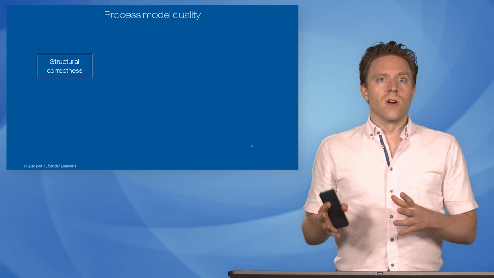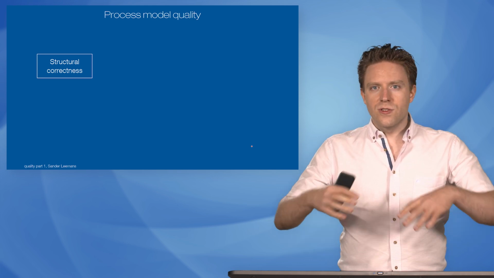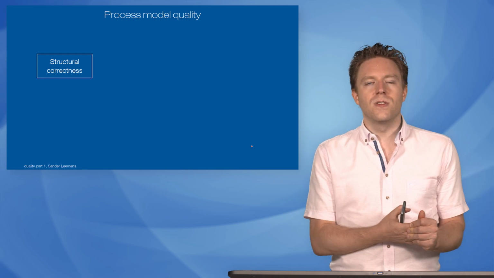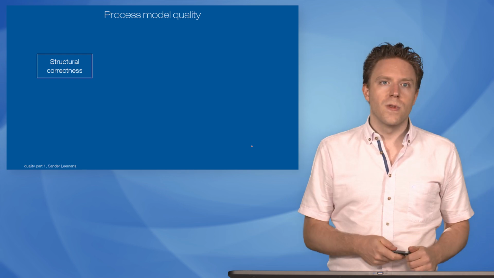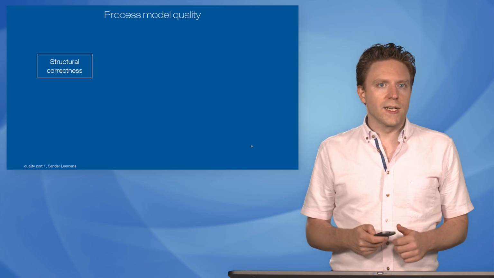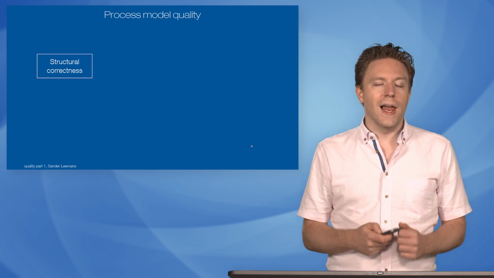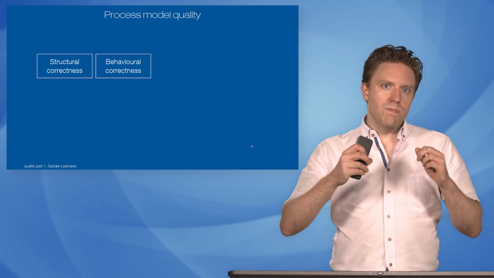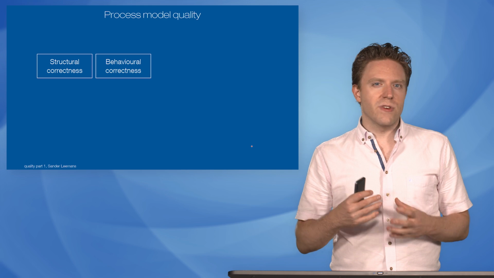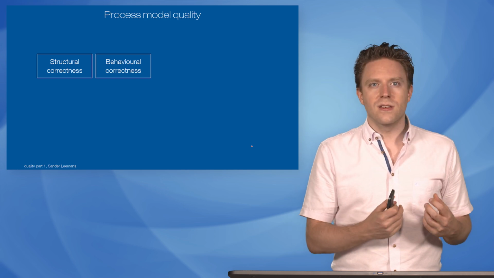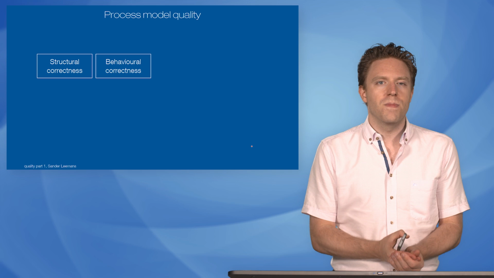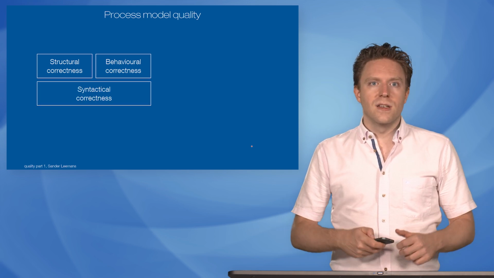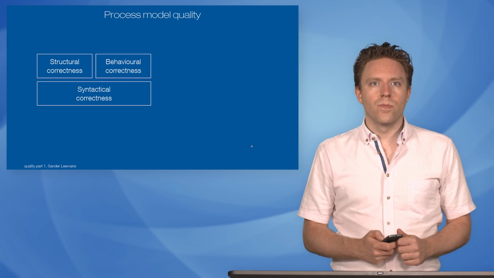We have a framework for process model quality. So it's not just, is this a model, do we like it? But there are a few steps that we need to take in order to say, yes, this is a good model. First of all is the structural correctness, which deals with, does it adhere to the language of BPMN? Second, is it behaviorally correct? Are there no rare cases or side issues that might screw up behavior? These two together we refer to as syntactical correctness.